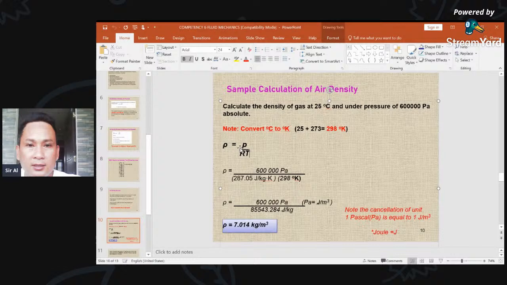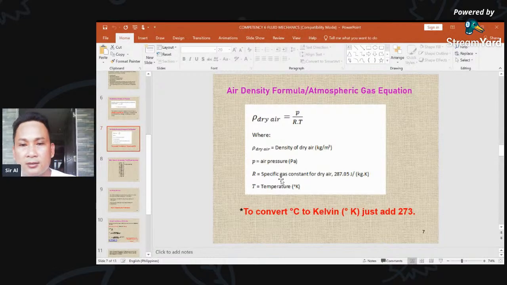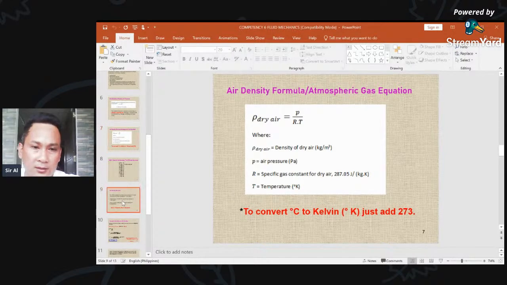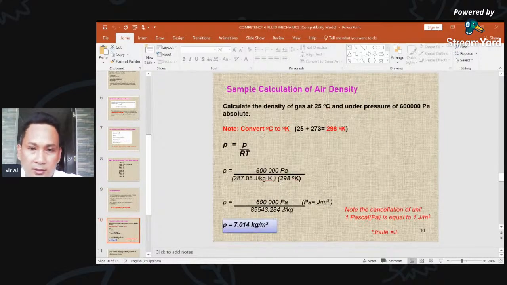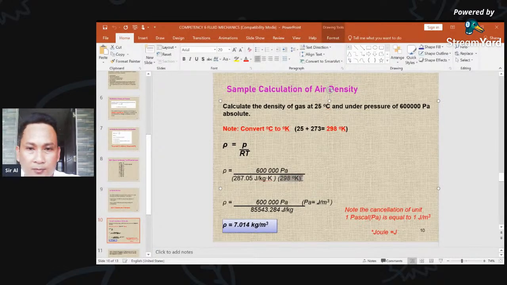The formula for density is pressure divided by RT. So let's substitute. The value of our pressure is 600,000 Pascal. And our R, this constant, is the specific gas constant of dry air, 287.05 joule per kilogram Kelvin, times the temperature, which we already converted from degrees Celsius to Kelvin, 298 Kelvin. And let's do the math for this equation.